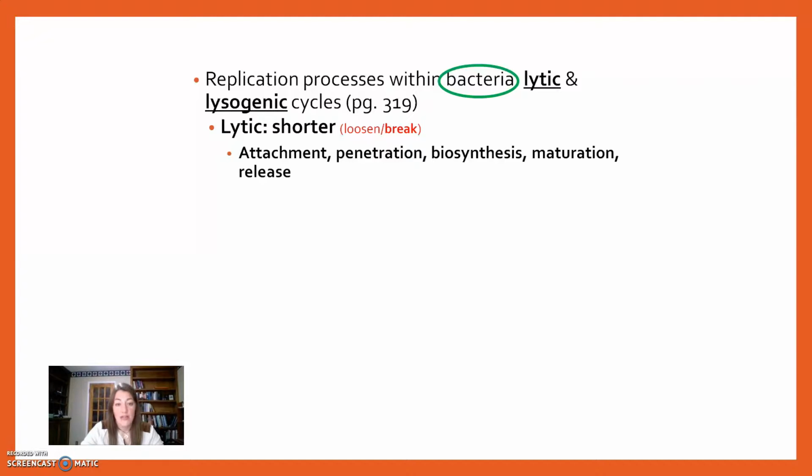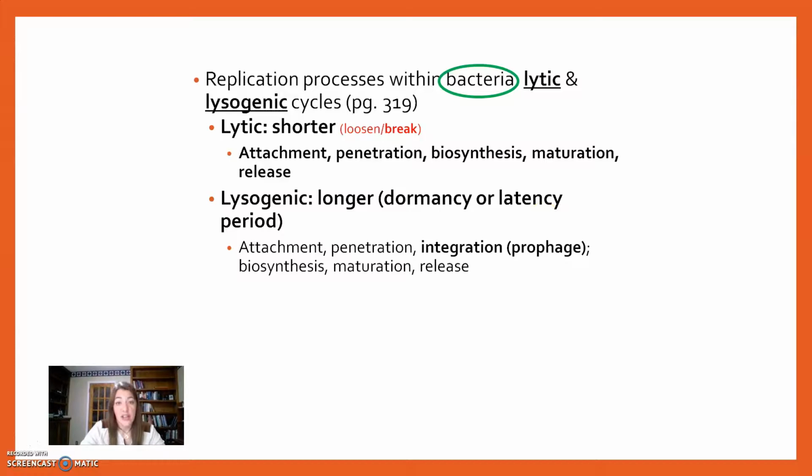You have attachment, penetration, biosynthesis, maturation, and release. You do need to know this order. The lysogenic cycle is longer, and what makes it longer is because it has this dormancy or latency period. It's very similar, except it has that time when it doesn't actually do anything. So you have attachment, penetration, and then here's the new step, integration, which we call a prophage stage. Then you have biosynthesis, maturation, and release. So it just has that one extra step between the differences, but it makes all the difference.